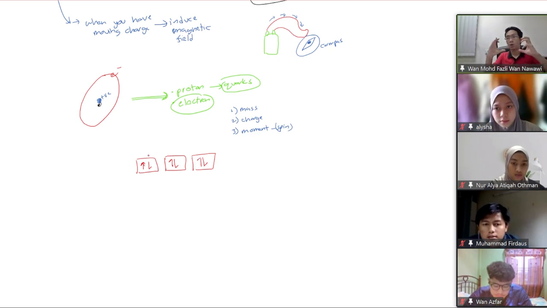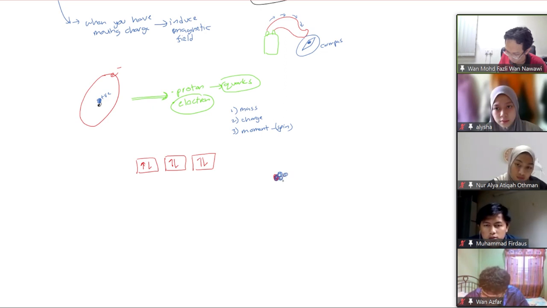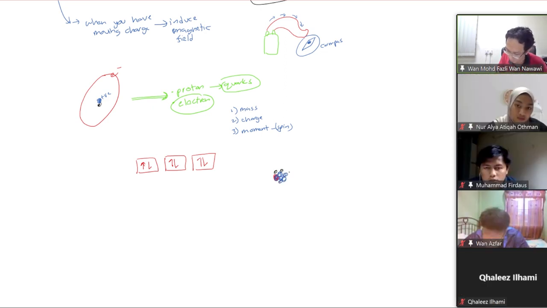In the orbital, I hope you remember a little bit about orbitals. If not, I will discuss orbitals in detail later on. For example, let's say you have carbon. You have the nucleus here, and you have 1, 2, 3, 4, 5, 6: 6 protons and also 6 neutrons.